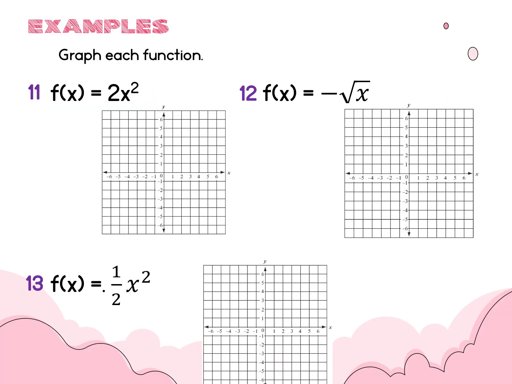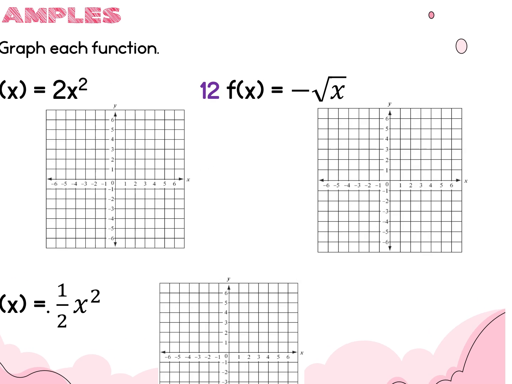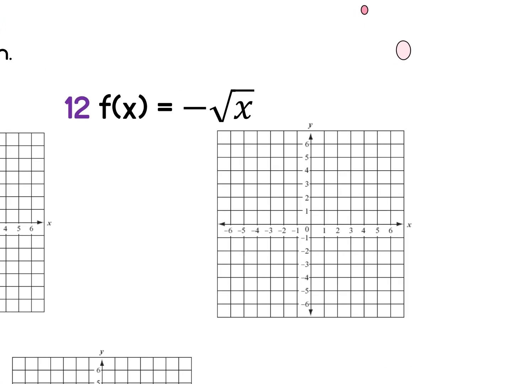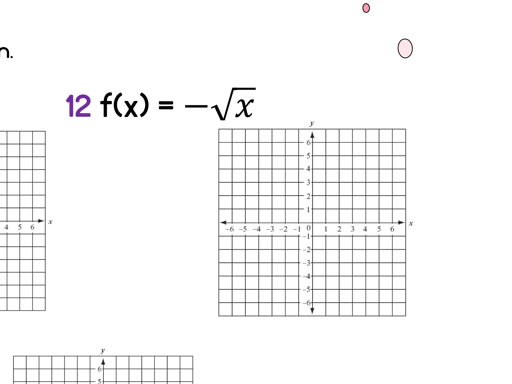All right, so I'm going to come back to 11 and 13. Let's go to number 12. What's the difference between this one and the one that we just did in the previous slide? Hopefully we can recognize that the difference is the placement of this negative. So this is going to tell us to do what? Hopefully we know that this is going to be a reflection over the x-axis.